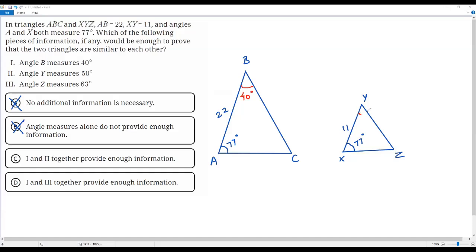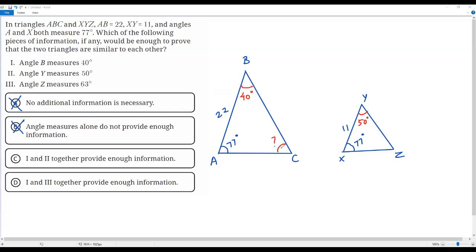I mean, in the second triangle, it's 50 degrees. Okay, here in the first triangle ABC, I know that two angle measures are 77 degrees and 40 degrees. So I can find the third angle measure over here, because in any triangle, the three angles must add up to 180 degrees.